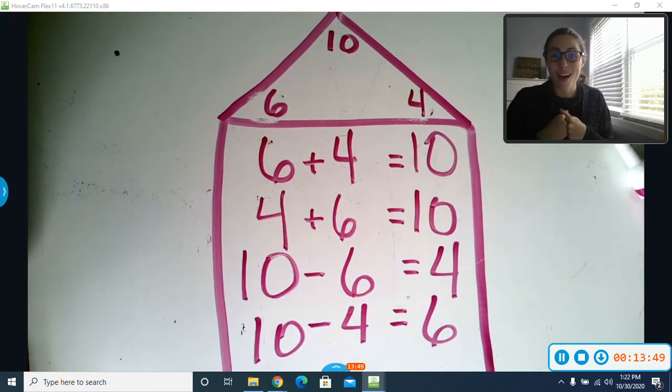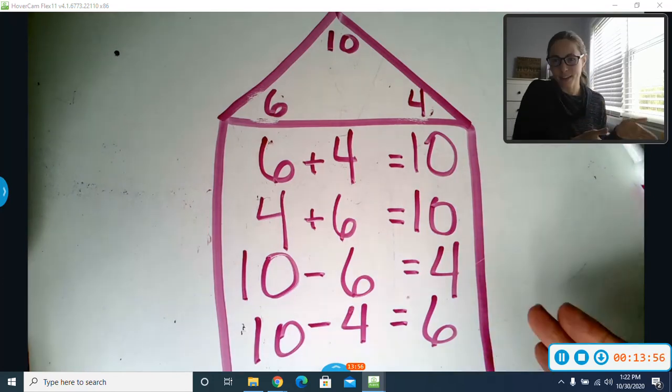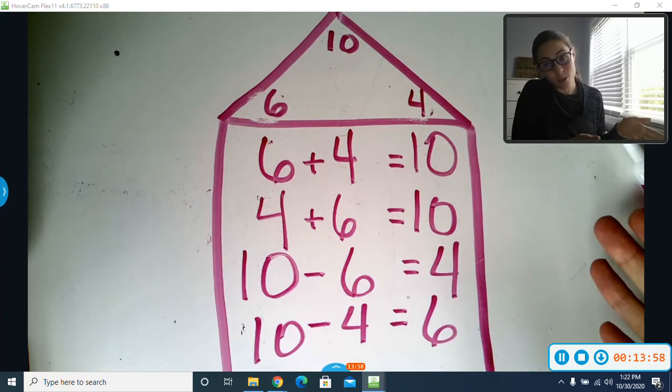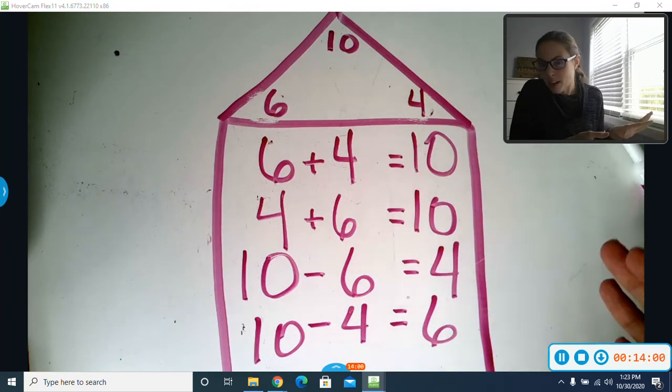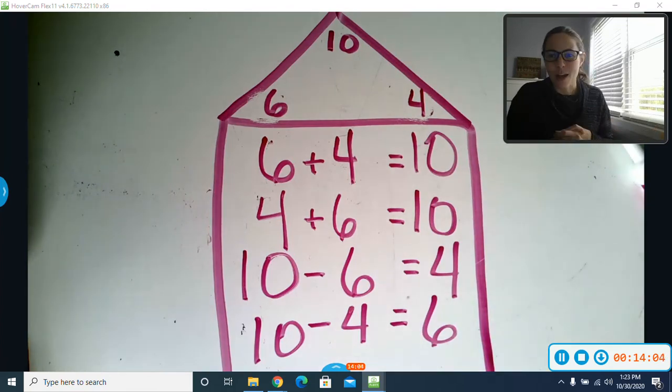Awesome job. Now you get to show me what you learned today about fact families. On Seesaw, you will have more houses that look kind of similar to the ones that we drew today, except a little bit better because we did it by hand, and that's okay. And you're going to finish those houses and those fact families for me to see. I can't wait to see what you come up with. You even get to come up with your own. Good luck.